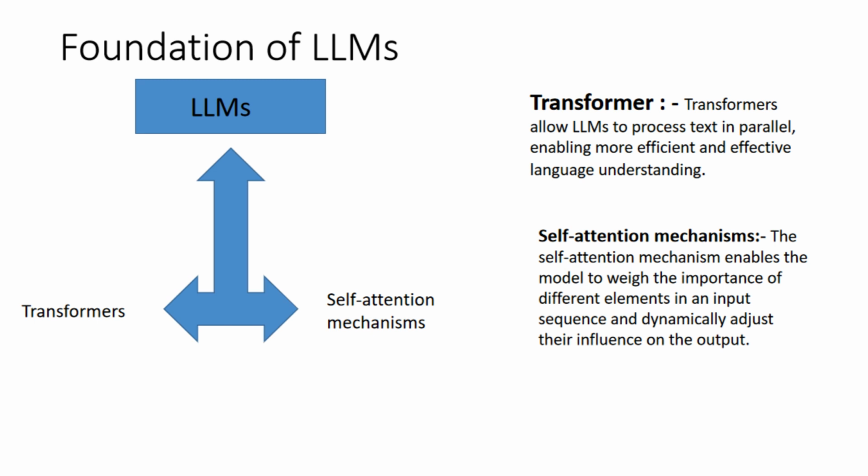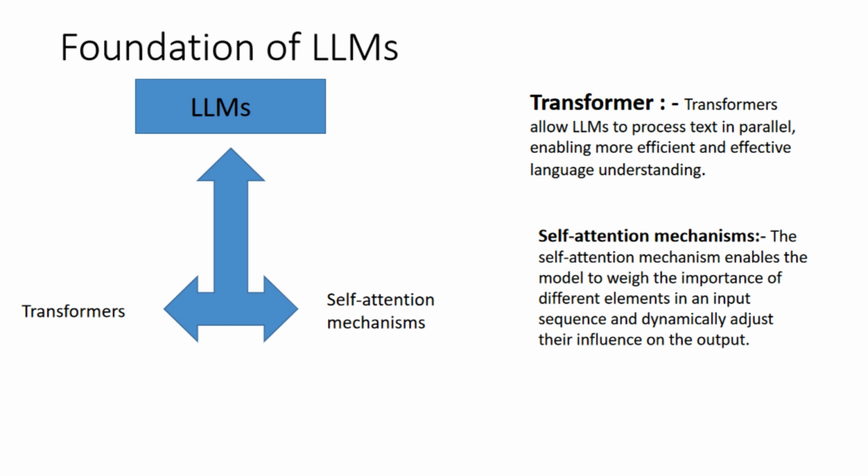So what is a transformer? A transformer allows an LLM to process text in parallel, enabling more efficient and effective language understanding. And we have the self attention mechanism, in RNN, that we call a recurrent neural network. It enables the model to weigh the importance of different elements in an input sequence and dynamically adjust their influence on the output.